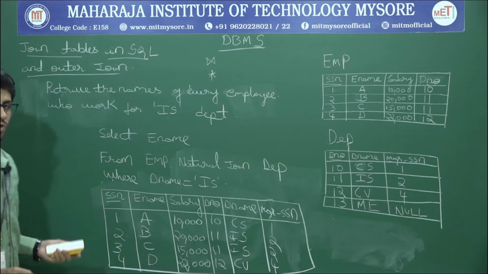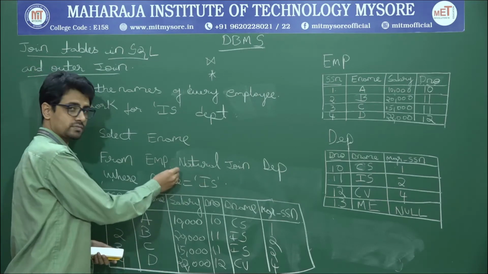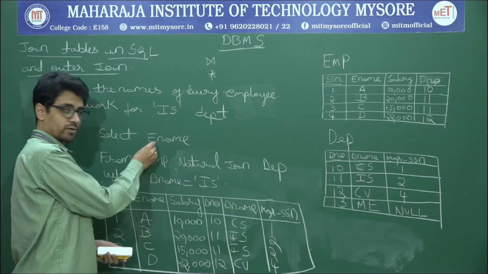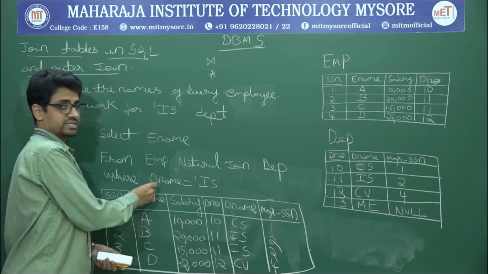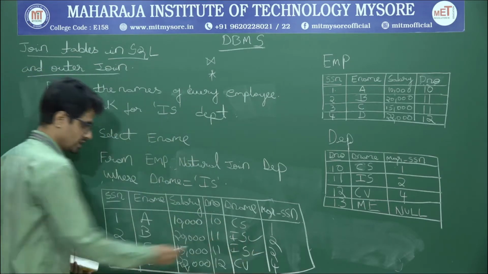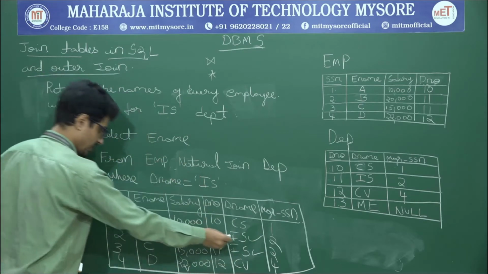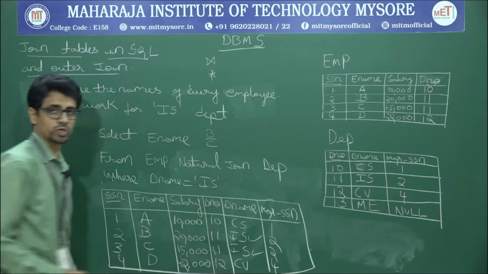Okay. So this is the table you get after applying the join operation. Only this one. Next we have a condition and then projection. What is the condition? Wherever the department name is IS, this row and this row will be selected. From these two rows, project what? Only the employee name, that is B and C. So B and C will be displayed as output to you.